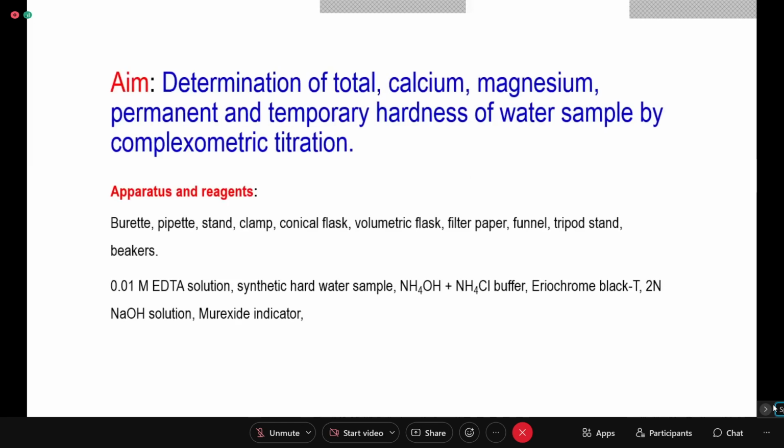Okay, so the next experiment is determination of total hardness, calcium hardness, magnesium hardness, permanent hardness, and temporary hardness present in the given water sample by performing a complexometric titration. So, a complexometric titration is performed with a polydentate ligand, hexadentate ligand, that is ethylene diamine tetraacetic acid, which is the complexing agent. And the concentration of your EDTA is 0.01 molar.